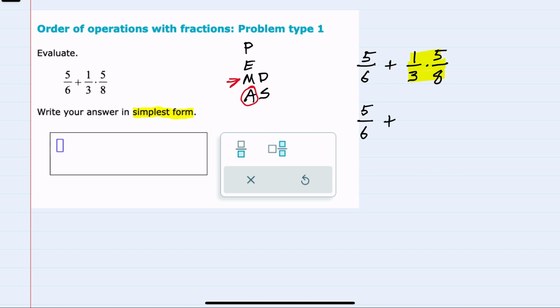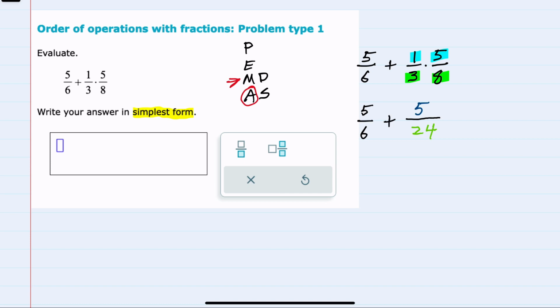For the multiplication here on the right-hand side, I know that when multiplying fractions, my denominator will be the product of the denominators. So 3 times 8 will be 24. And then similarly in the numerator, I would multiply there as well. 1 times 5 is 5. So I've done the multiplication and now I'm left with just addition.